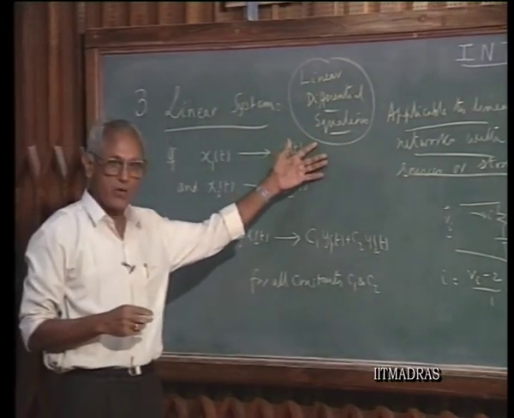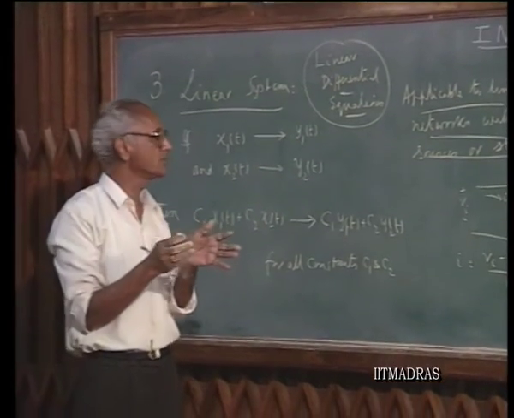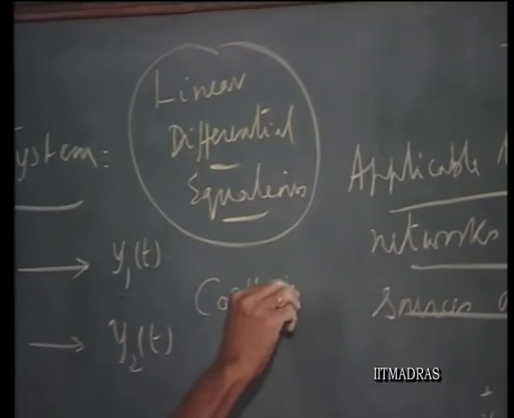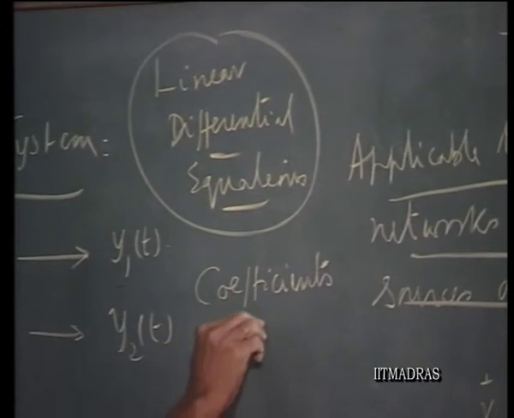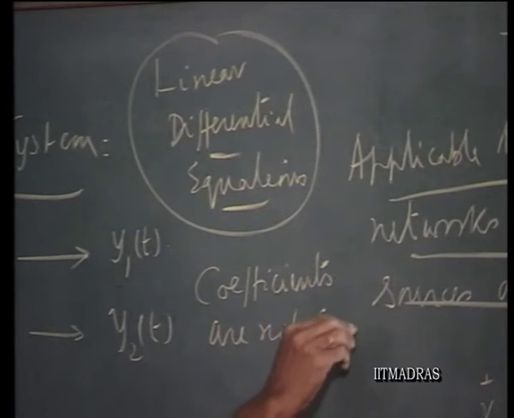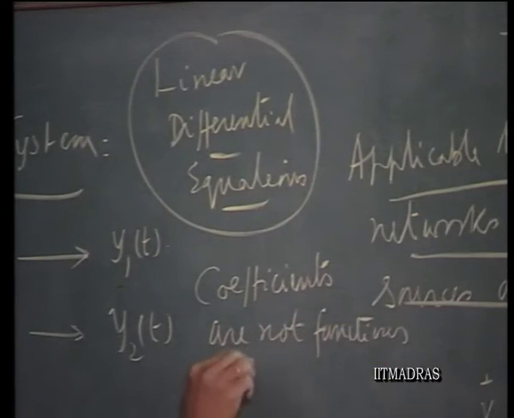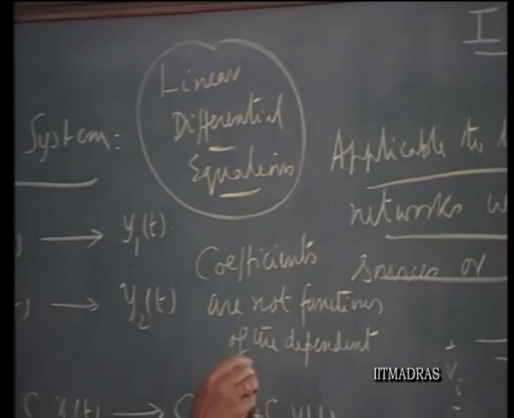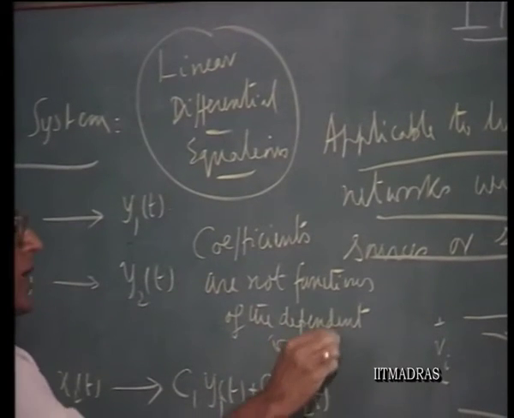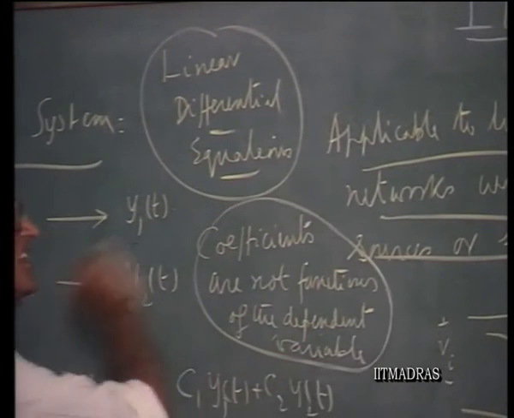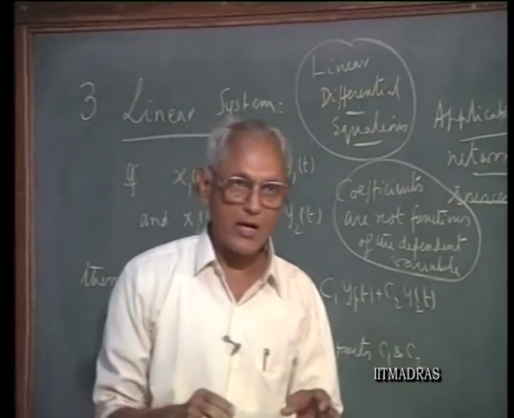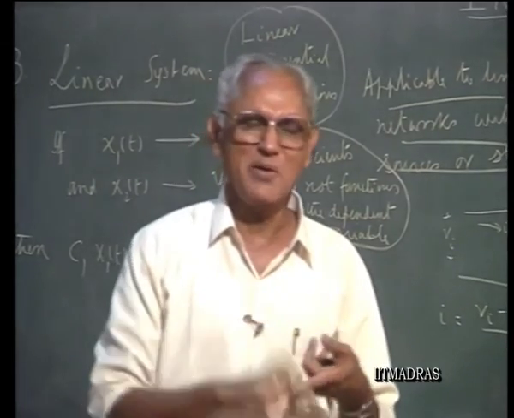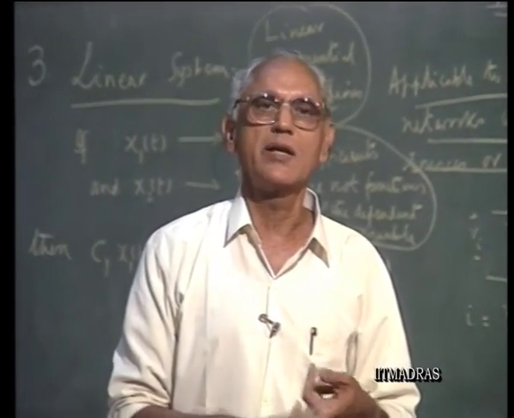A linear differential equation is one in which the coefficients of the various derivative terms are not functions of the dependent variable. I will take some examples later on. So if I have a term like d squared by dt squared, its coefficient could be either constant, it could be a function of time, but it can't be a function of another derivative of y or y itself.